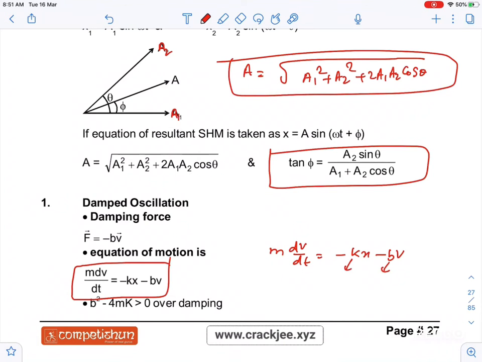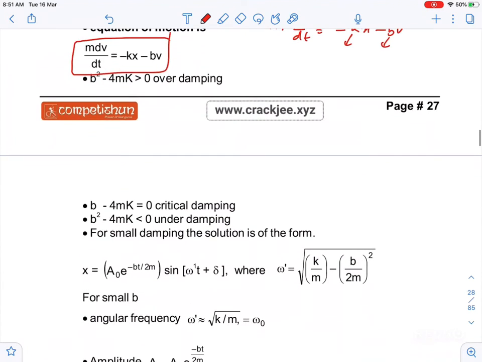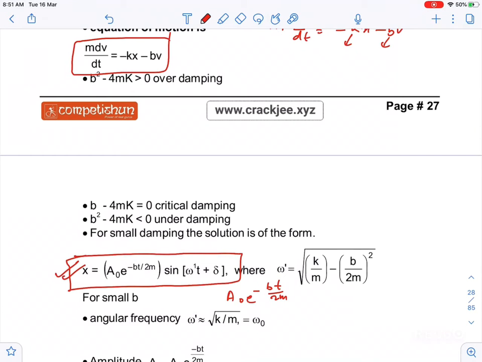Here b is the damping constant, k is the spring constant, m is the mass, and this is the acceleration. Then you can calculate this relation. You should remember, guys, this is a very important relation for damping: x is equal to a naught e to the power minus bt by 2m.